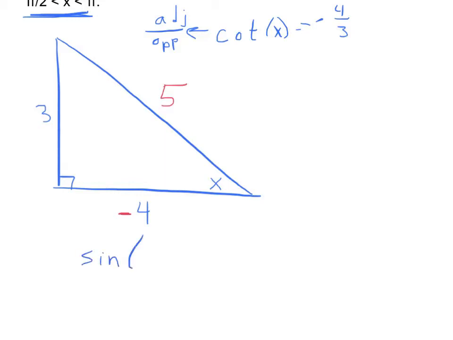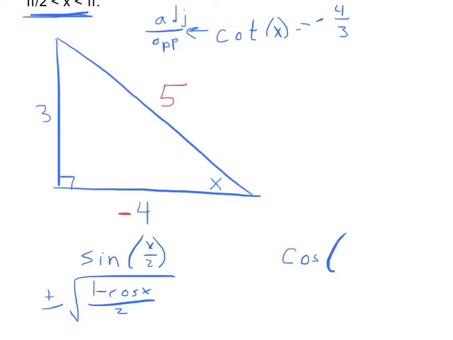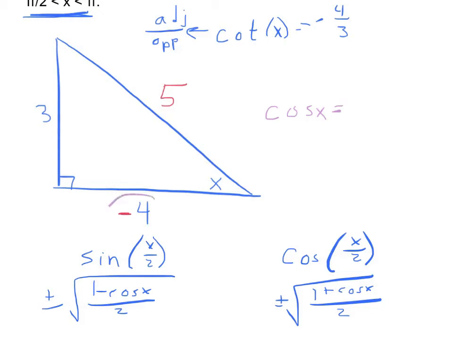To compute the sine of x over 2, I'm supposed to do the square root of 1 minus the cosine of x all over 2, and there's a plus or minus on that. To find out what the cosine of x over 2 is, I'm supposed to do plus or minus the square root of 1 plus cosine x over 2. So for both of these, it's pretty clear that I'm going to need to know what the cosine of x is. So I'll come back up to this triangle. What is the cosine of that angle? Well, adjacent over hypotenuse is going to be negative 4/5.